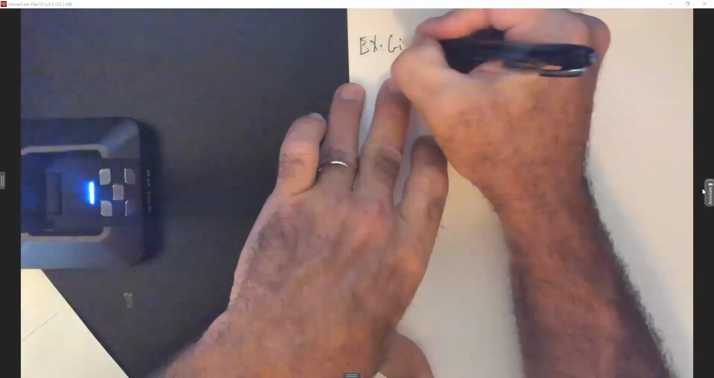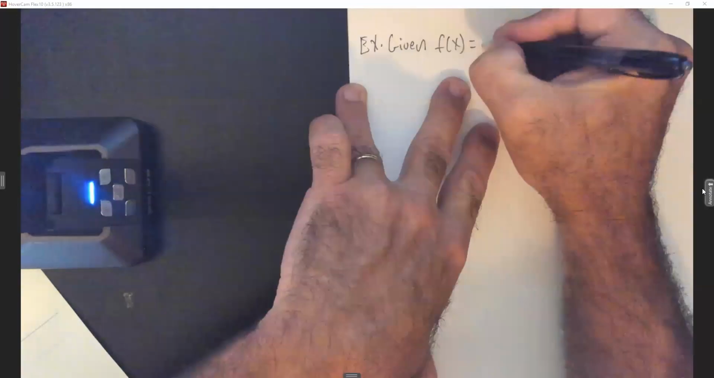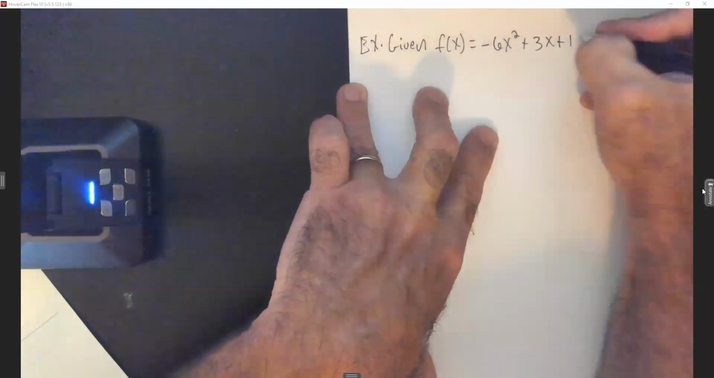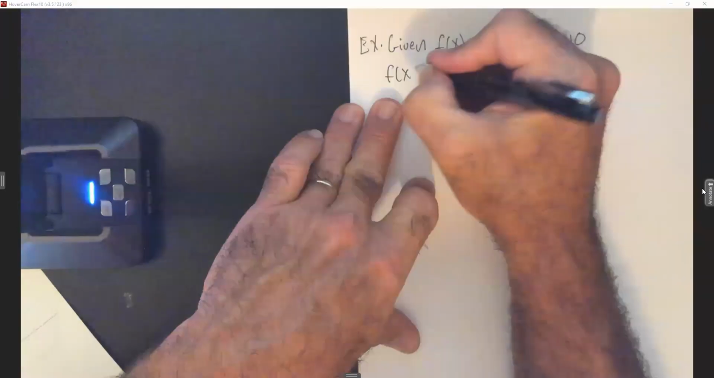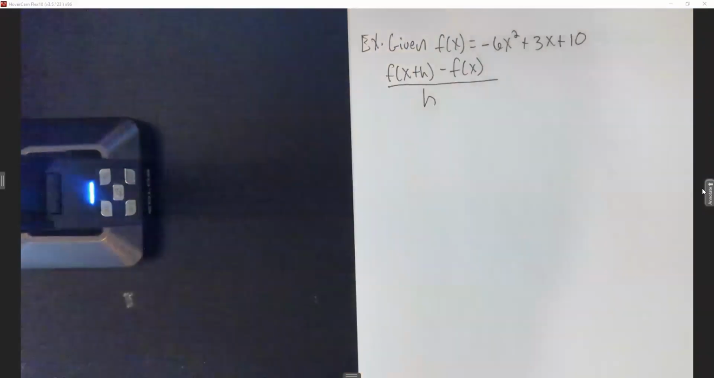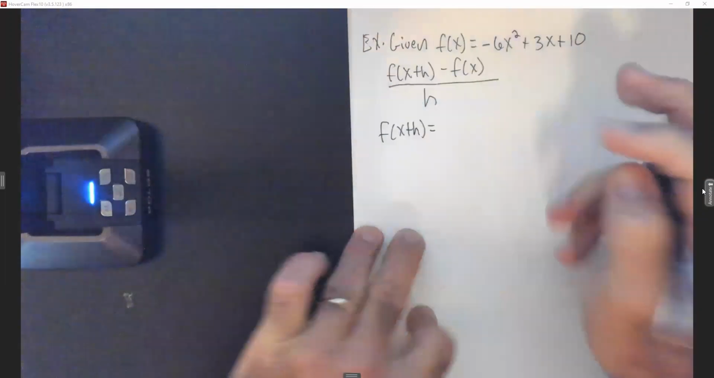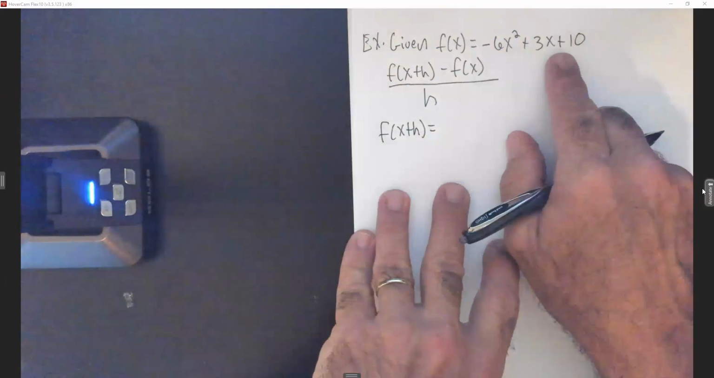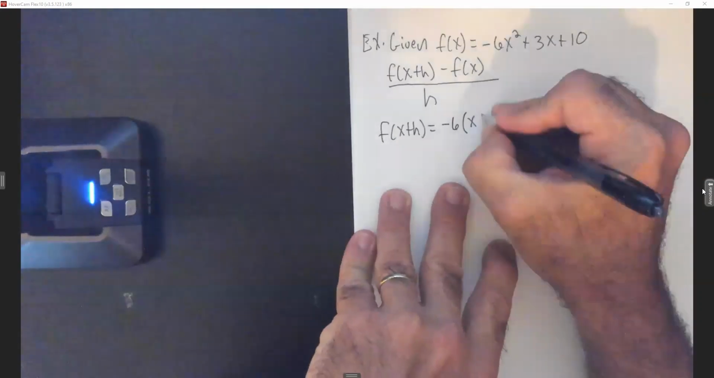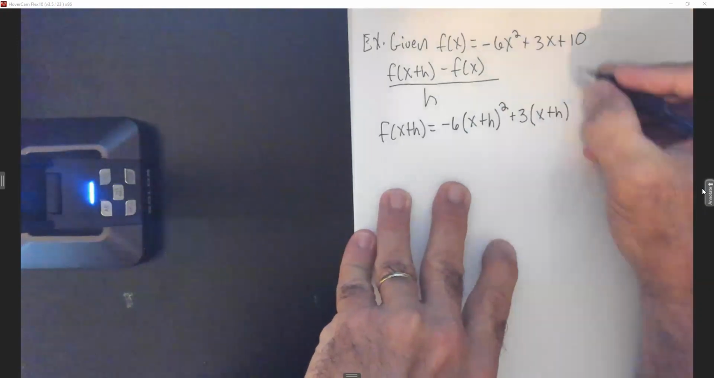All right, this one we're given f of x equals negative 6x squared plus 3x plus 10. And then once again, we're going to construct the difference quotient. So you guessed it, we've got to find f of x plus h. Notice this equation now has 2 x's. Each of these x's will be replaced with that x plus h. So you've got negative 6 times x plus h squared plus 3 times x plus h plus a 10 at the end.